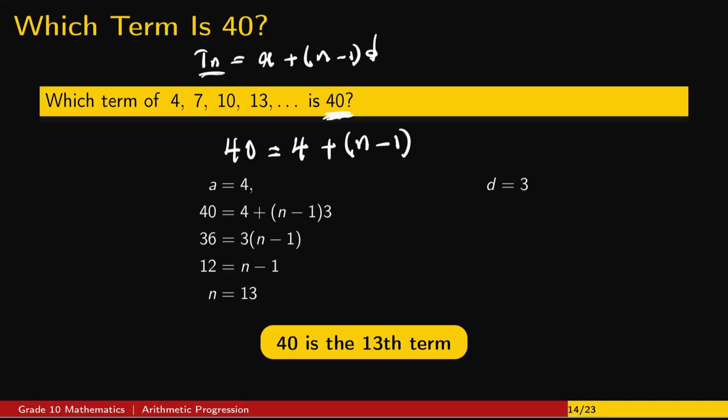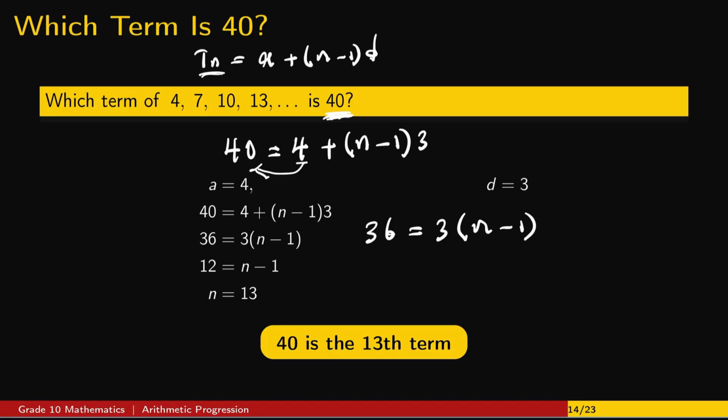I just leave it as n minus 1 multiplied by the common difference, which is 3, right? Okay, so fast forward, guys. If I write it like this, remember there is a 4 here, so 4 crosses the equal sign and goes to the left, so we subtract it from both sides. You have 36 is equal to 3.